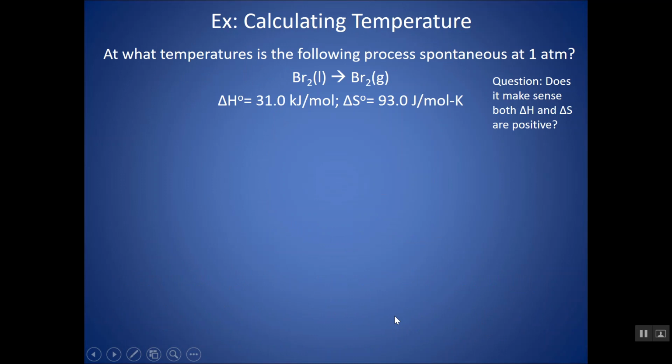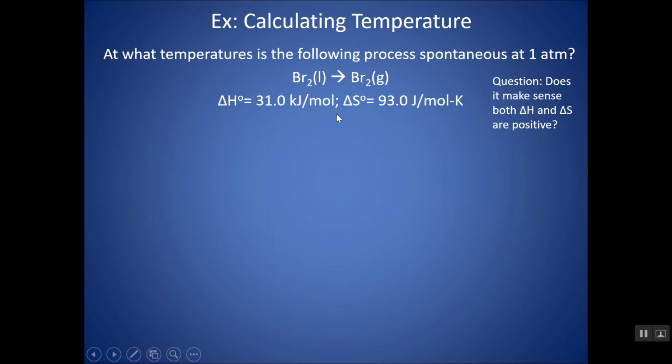So let's look at an example. At what temperatures is the following process spontaneous or thermodynamically favorable at 1 atm? Okay, this happens to be a phase change. Here's my delta H, here's my delta S. First of all, for this phase change, does it make sense that both delta H and delta S are positive? Well, if I'm going liquid to gas, you can think of it as going up my heating curve. Delta H should be positive, endothermic, and going from liquid to gas, increasing the gases should increase the entropy as well, so that does make sense.